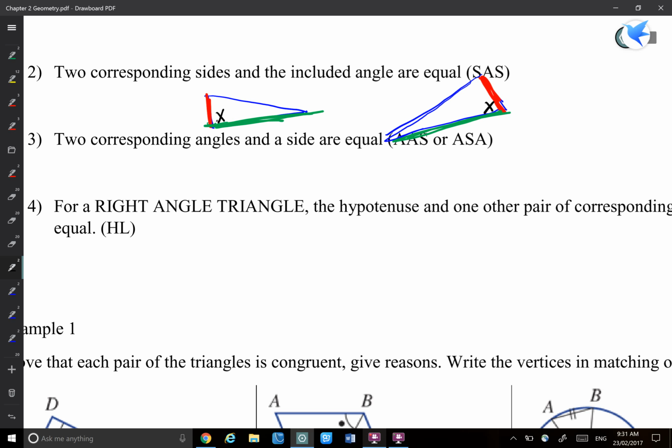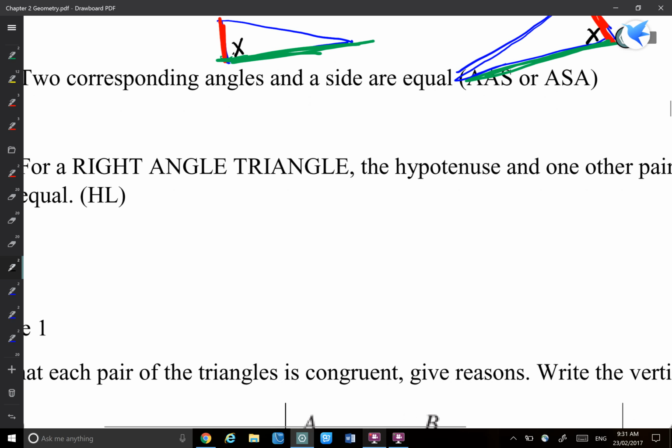Two corresponding angles and a side are equal. If I know two angles are equal, the third angle must be equal because the summation is 180 degrees, right? So if I know two angles are equal, the third angle must be equal as well. And the only thing I need to know is another side is equal.